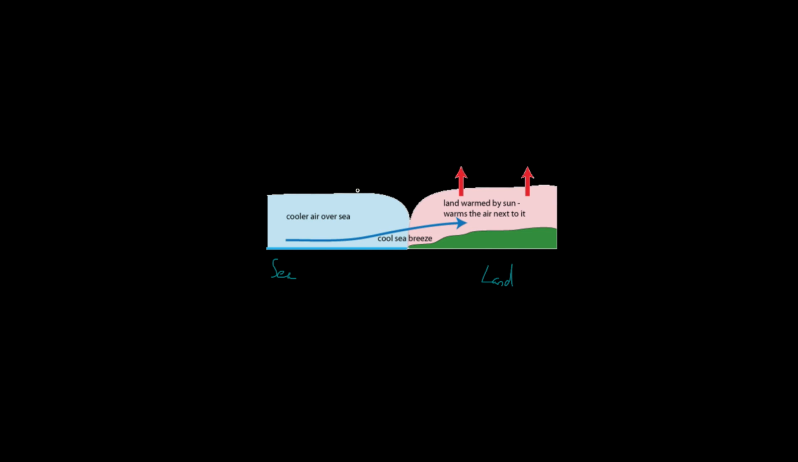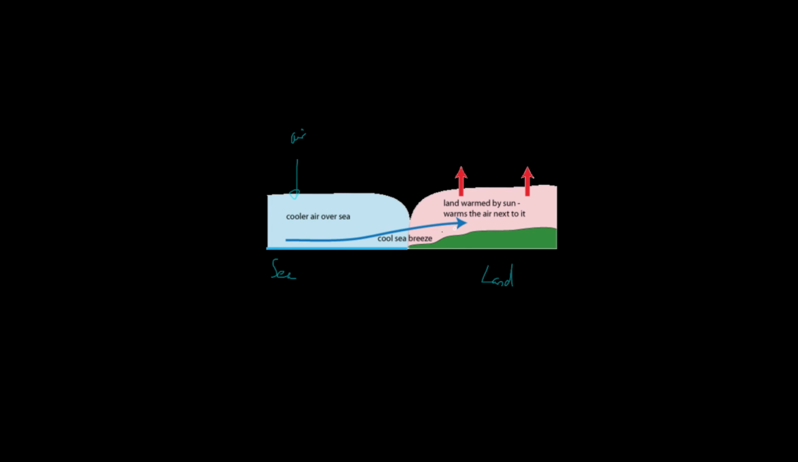Now what's happening is that, of course, the surface of the water, the sea, is generally colder than it is on the land. There are exceptions in some places, but a lot of the time this is the case. Now what happens then is the air over the sea is going to be cooled down by the surface of the sea. And cool air sinks. So it sinks, and eventually it will move, and some of it will get to the land.